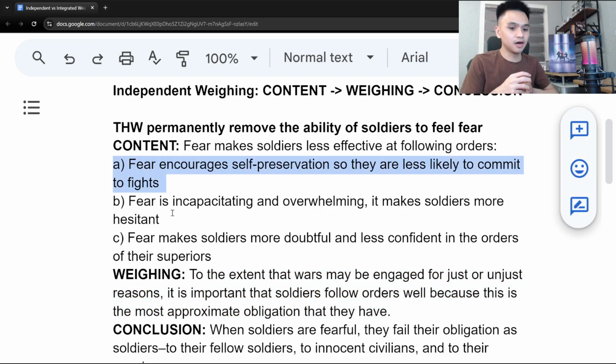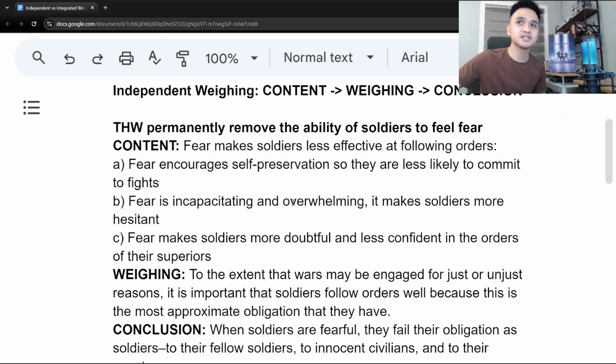Whenever you're constructing reasons for a particular claim, usually you don't want to make it too difficult on yourself. Just follow a linear structure, a parallel structure. Brainstorming becomes easier when you get more practice building more and more of these reasons. For example, I would say: 1, fear encourages self-preservation, so they are less likely to commit to fights. Number 2, fear is incapacitating and overwhelming. It makes soldiers more hesitant. And number 3, fear makes soldiers more doubtful and less confident in the orders of their superiors.